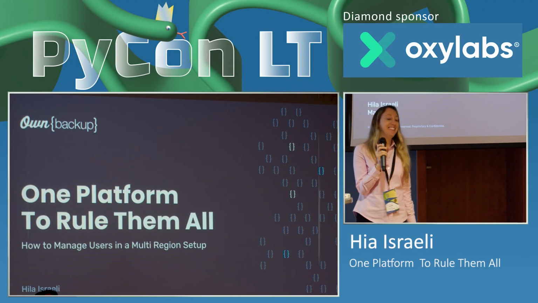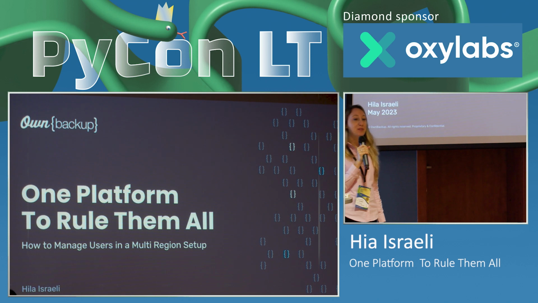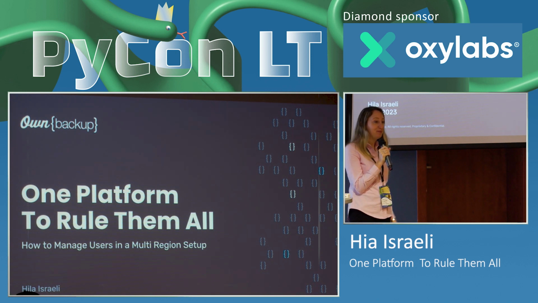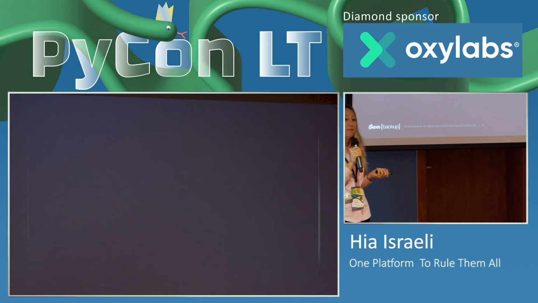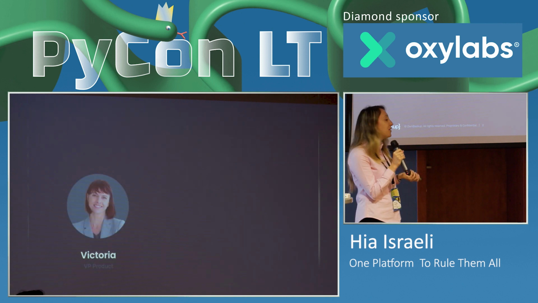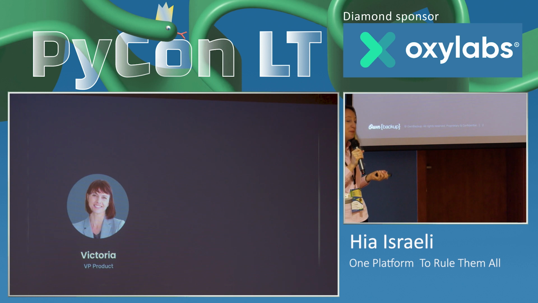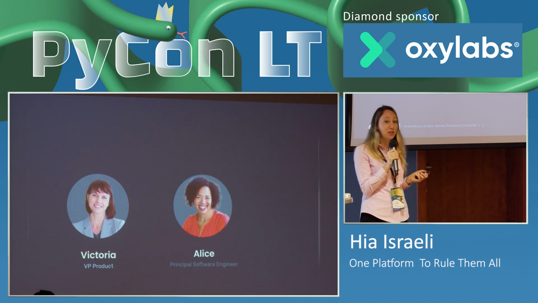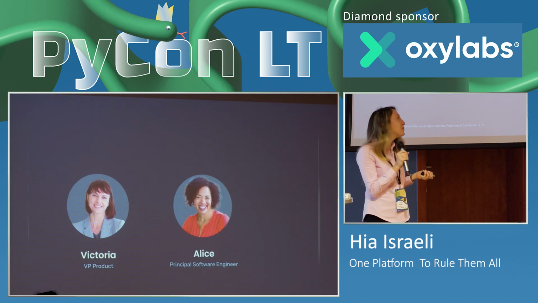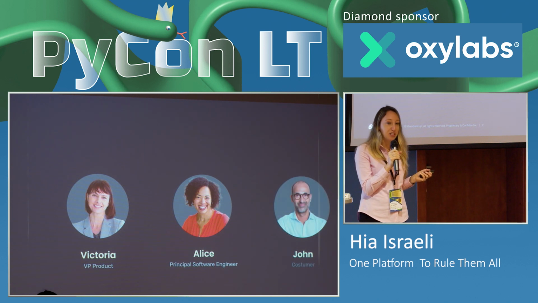It's fine? Good. So, welcome to my talk about the platform. Please welcome on stage 3 people. Victoria is the VP product of a very successful SaaS company. Alice is the principal software engineer in this company. And John is the customer.